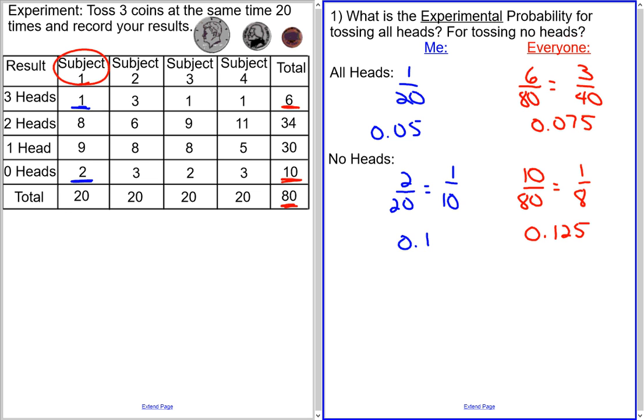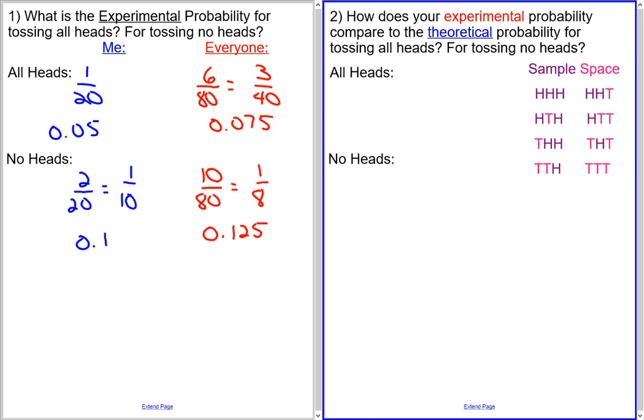Now on my next page, it's going to look at the experimental and theoretical. So it wants to know, how does our experimental, which is on the left side, compare to the theoretical, which I'll put right here, for tossing all heads or tossing no heads. So I put the sample space here of what could have happened, those different scenarios. So in my first one where I want all heads, I got to look in here and go, well, here's a scenario where I get all heads, and it's the only one. So 1 out of, well, there are 8 different outcomes possible, so 1/8, which as a decimal comes out to be 0.125.